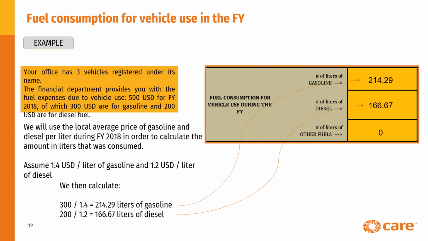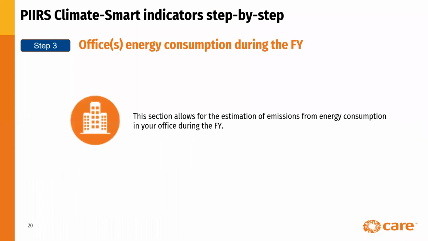We then move on to step 3. Here we'll be looking into the office energy consumption during the fiscal year. This section allows for the estimation of emissions from energy consumption in your office during the fiscal year. This section does not take account of home office working and its eventual energy use.